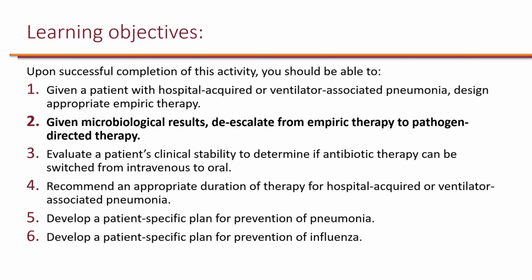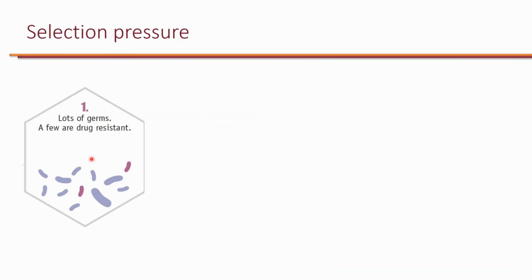We designed appropriate empiric therapy for HAP and VAP. Now, given microbiological results, let's de-escalate from empiric therapy to pathogen-directed therapy. In general, there are a lot of different types of bacteria, and they could be part of the normal flora, so they are actually essential for normal human health, or they could be colonizers, which means that bacteria that are not part of the flora could be in the GI tract, for example, and not necessarily cause an infection and just colonize it.